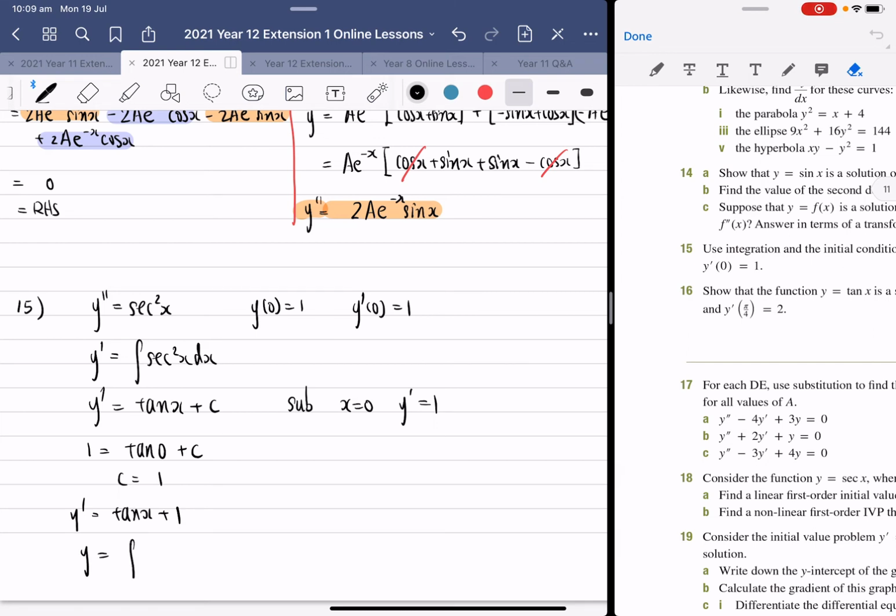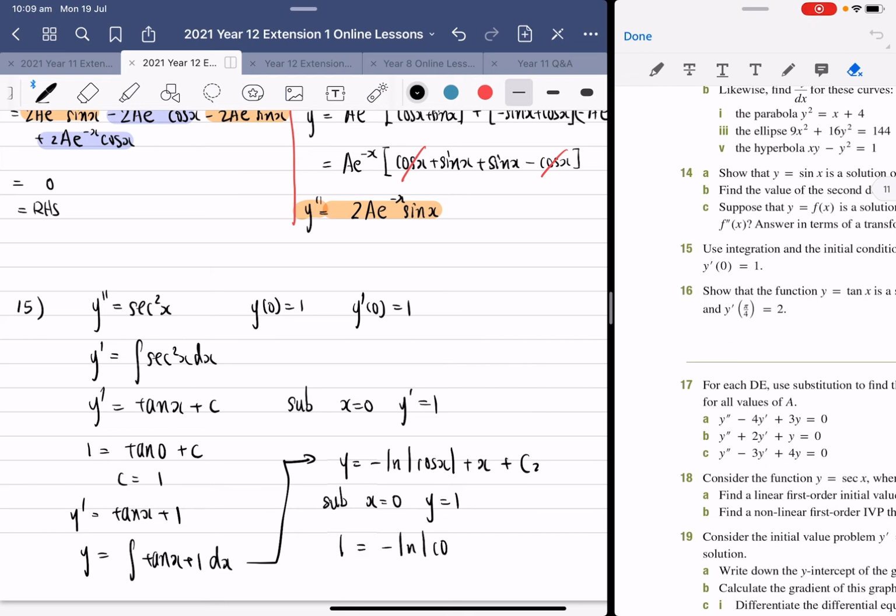Now from here, we can find out what the y value is. So y is equal to the integral of tangent x plus 1 dx. So y is equal to negative ln absolute value of cosine x. If you don't remember why, sine x over cos x is how you simplify the tangent x, and then you can use the logarithm to integrate it. Anyway, let's continue. Plus x plus c2. Now we need to substitute x equals 0, y equals 1 into it. So that gives negative ln cos 0 plus c2. Cosine 0 is equal to 1, ln 1 is equal to 0, so that's equal to 0. Therefore, c2 is equal to 1.